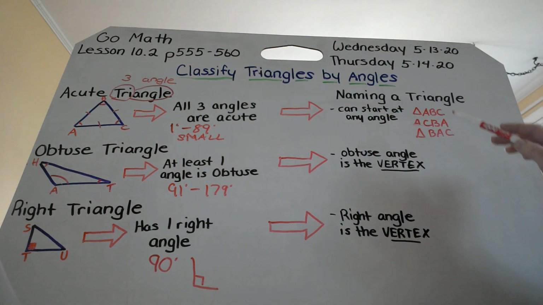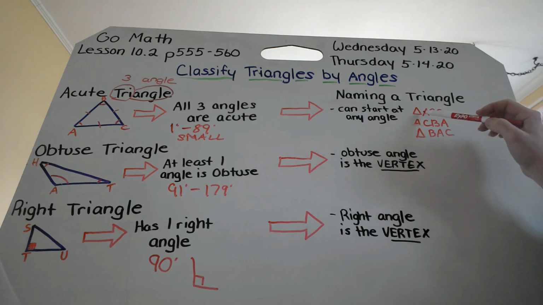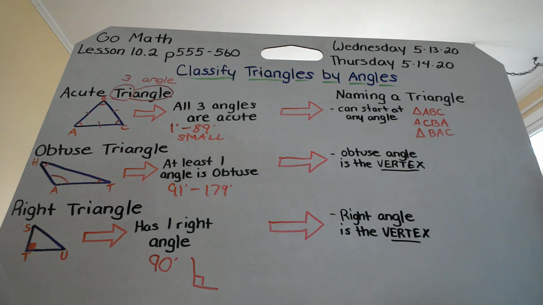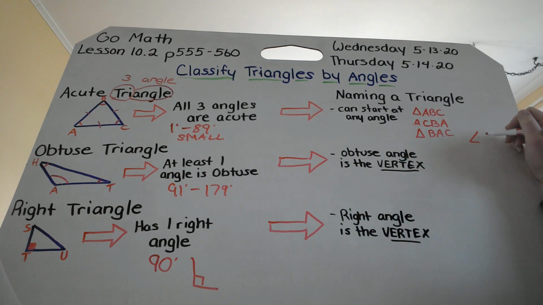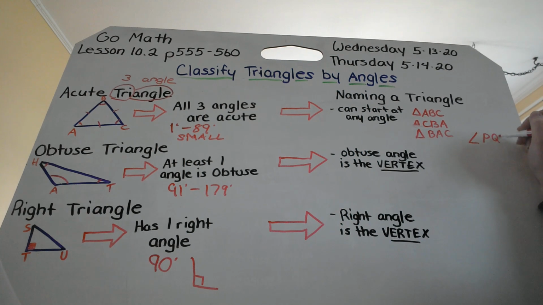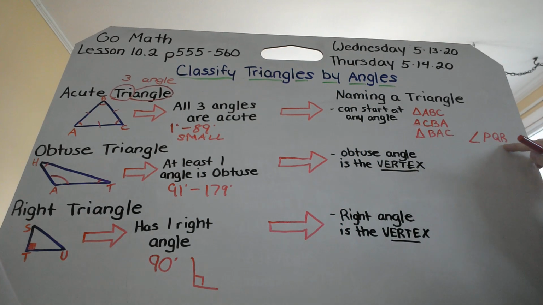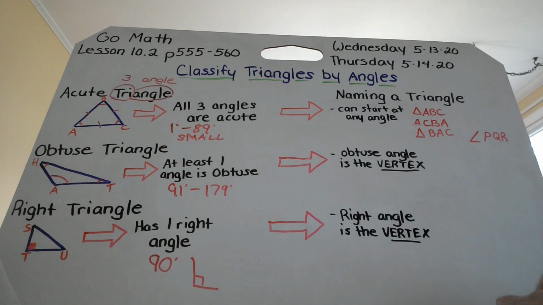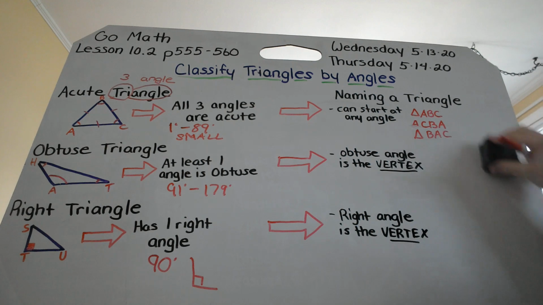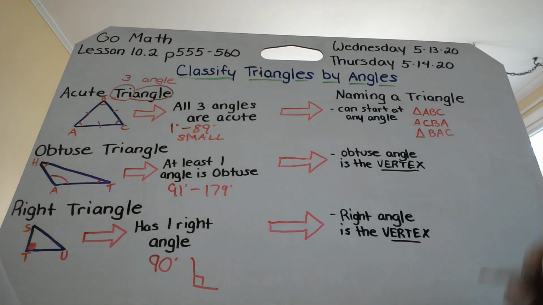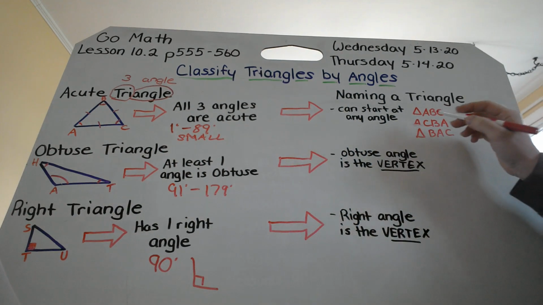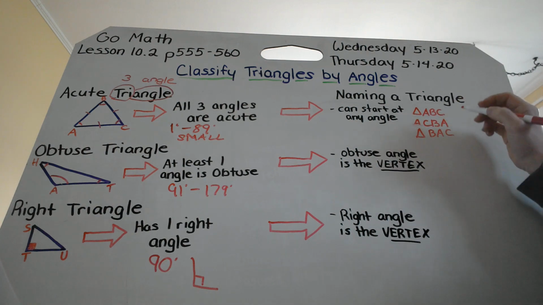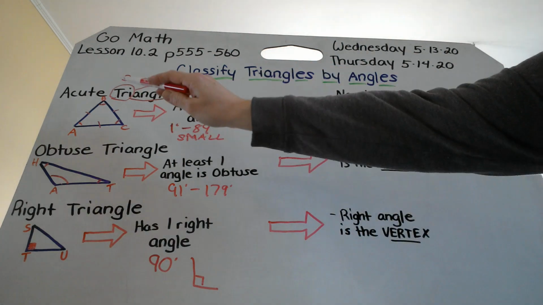When you are naming a triangle, be sure that you always put the little triangle symbol in front of it, just like this. Remember how we had our angle symbol? Earlier this week it looked like this, and it's like angle PQR. That's how we label an angle. For a triangle, we put the little triangle symbol in front of it, just like that, so that way we know it's a triangle.